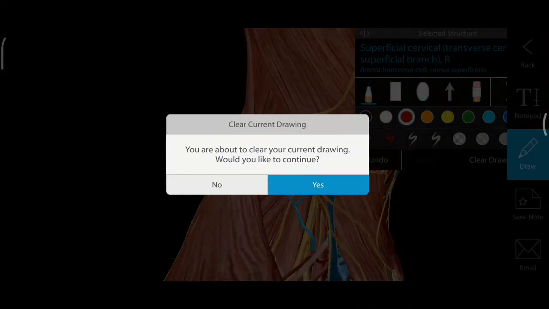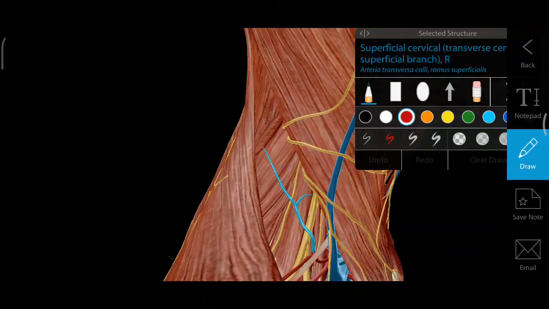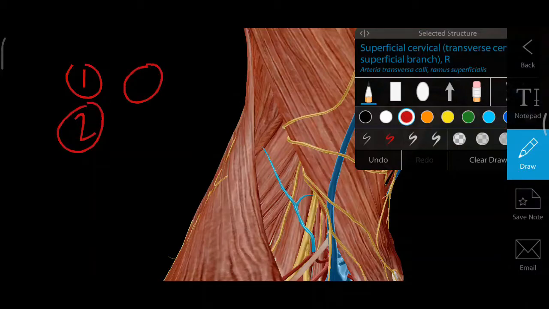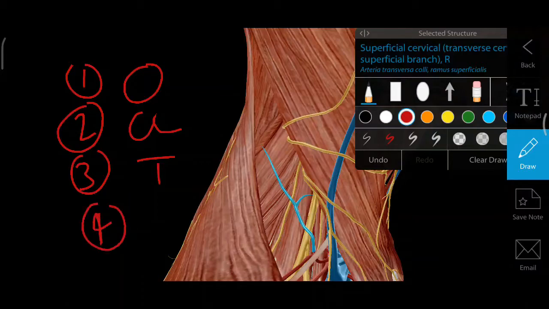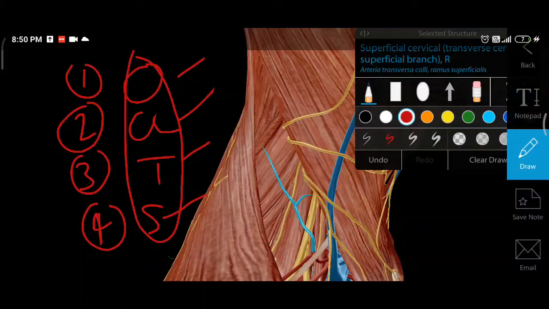Now the next content is the four cutaneous branches from the cervical plexus. The first one is the lesser occipital nerve, the second one is the great auricular nerve, the third one is the transverse cervical nerve, and the fourth one is the supraclavicular nerves. So it's called OATS, OATS. This is a mnemonic for the nerves. Now we will see how the nerves are and what they innervate.